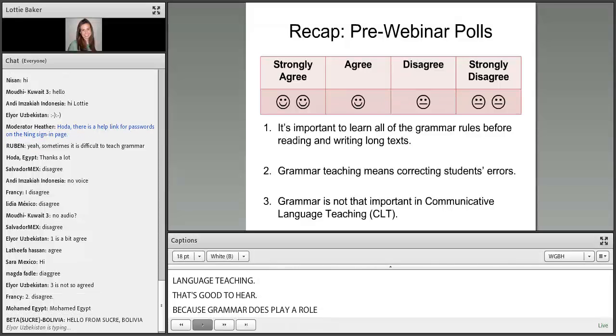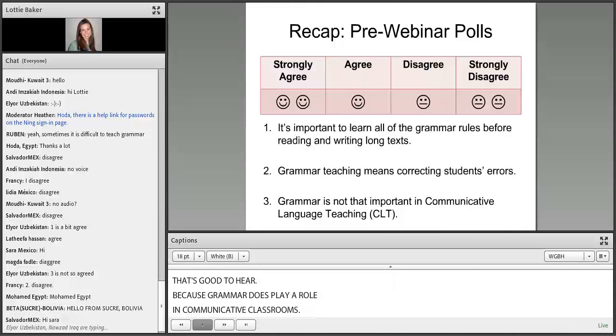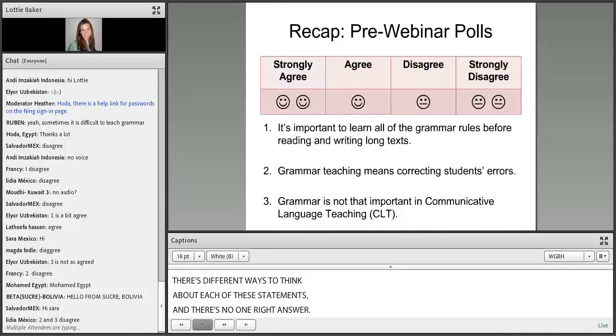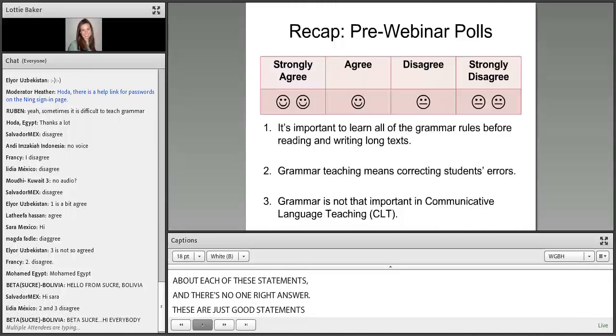There are different ways to think about each of these statements, and there's no one right answer. These are just good statements to think about. After the webinar, I encourage you to return to these statements and see if your opinions have changed any.